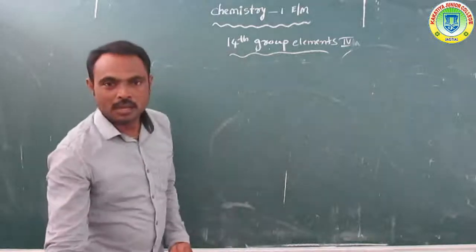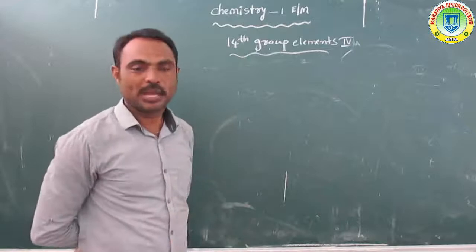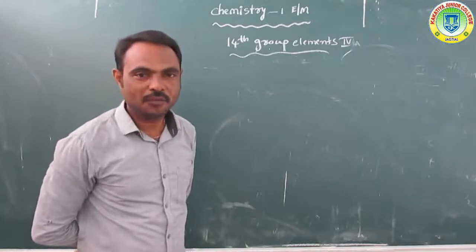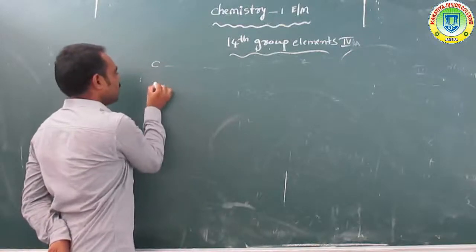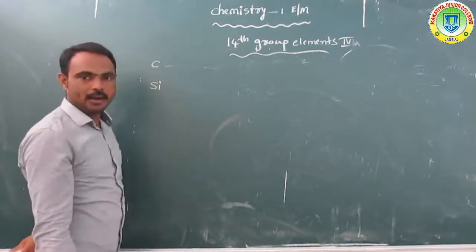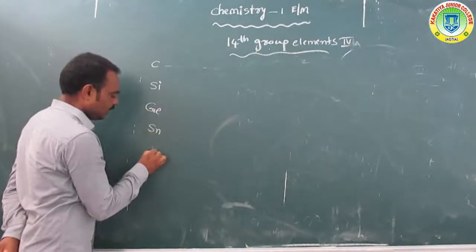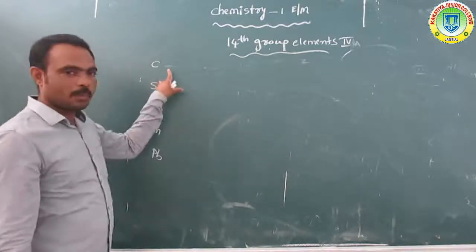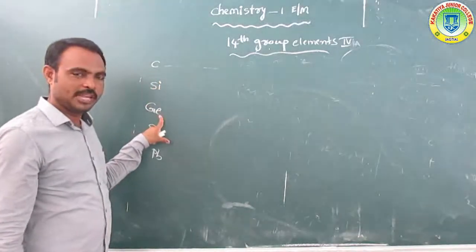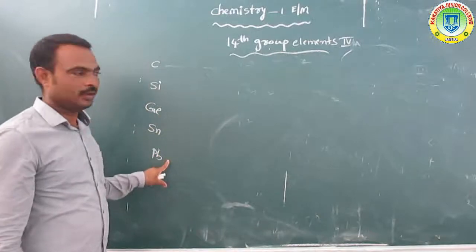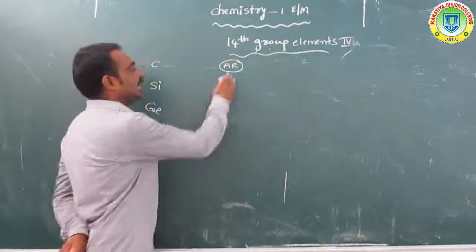Listen, now we will discuss the properties of 4th A group elements: carbon, silicon, germanium, tin, lead. First of all, we discuss atomic radius.